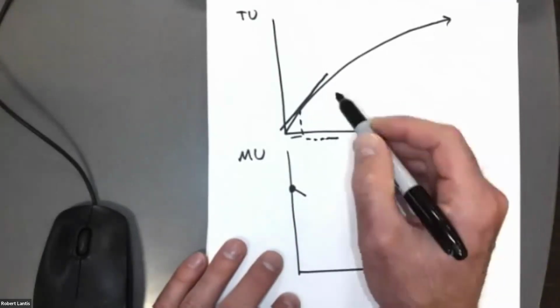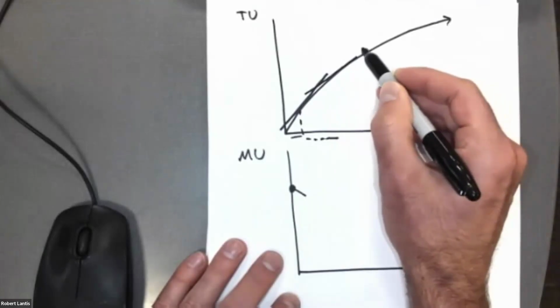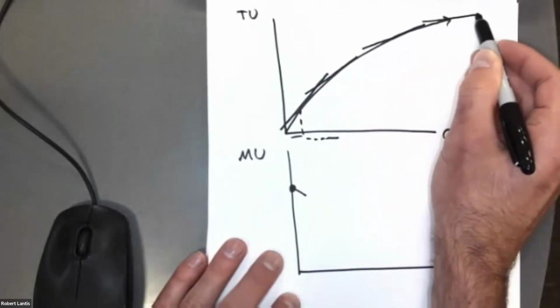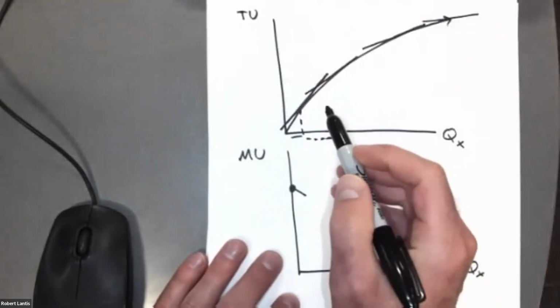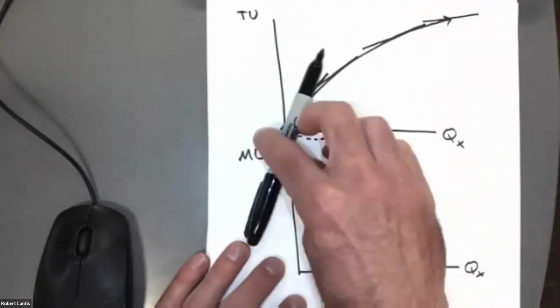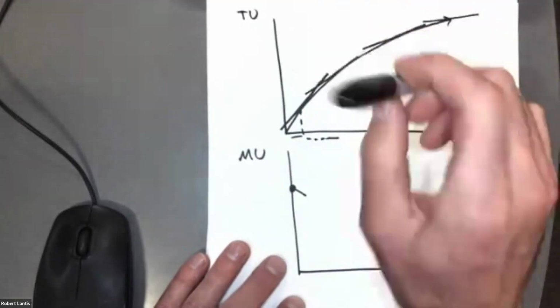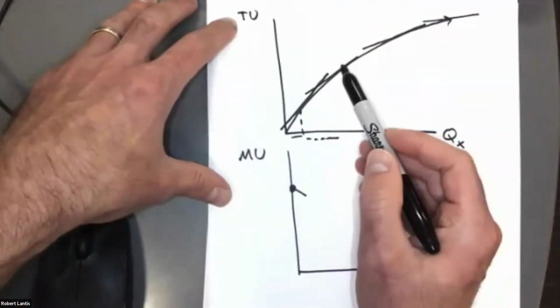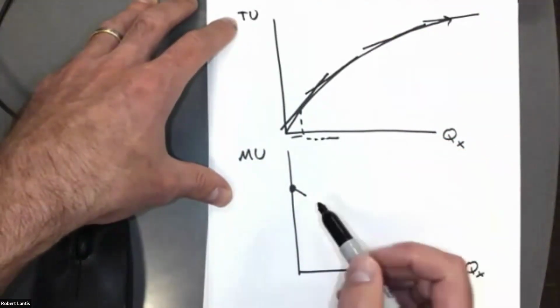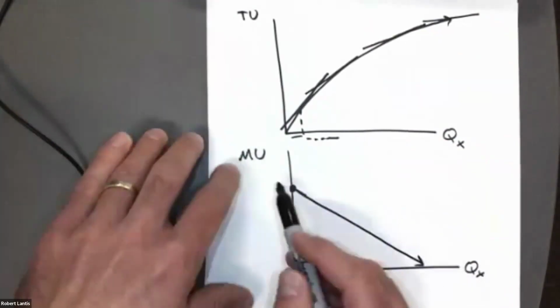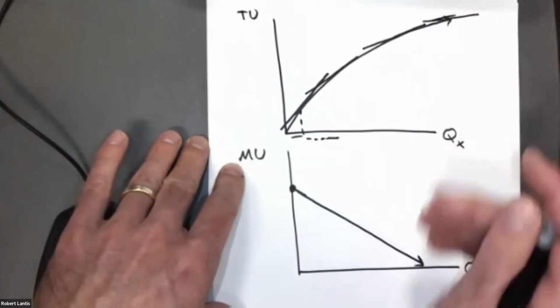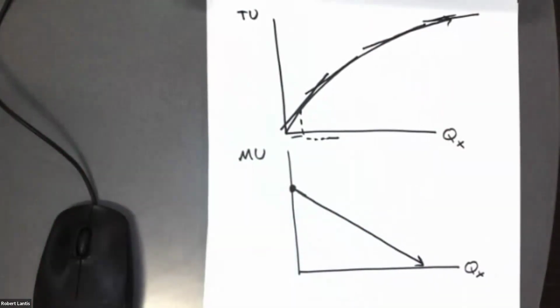As I buy more of this good, what's happening to my change in total utility? It's getting flatter and flatter, or sorry, not a change in total utility, but the slope of my total utility curve is getting flatter and flatter. The change in my total utility from one additional unit of good X is going down. Marginal utility simply reflects the slope of this total utility curve. Okay.